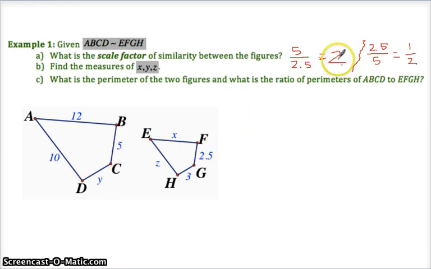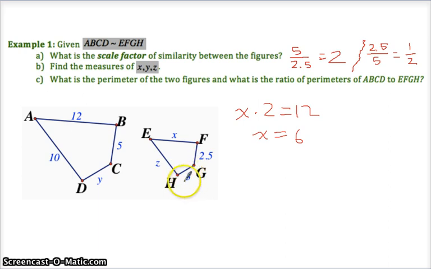Another way to say that, since this is such a nice scale factor of 2, each of these sides over here should each be double of each of the sides over here. Since this one's 2.5 and this one's 5, if this is x, when I take it times 2, I should get 12. Let me just write that. X times the scale factor ought to be 12, because that's easy to solve. X is 6.